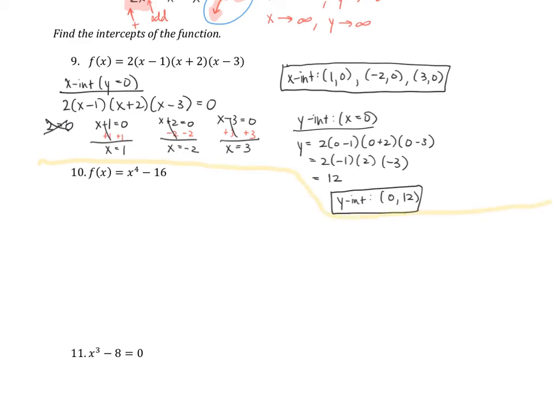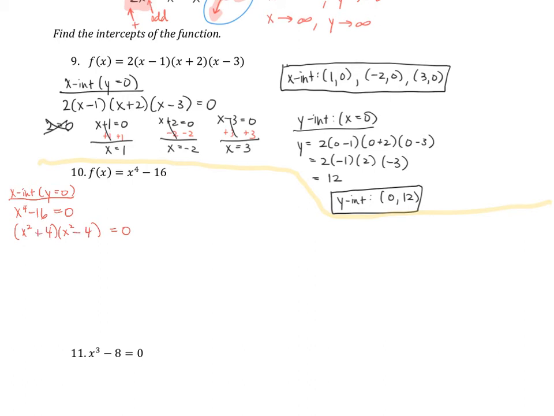Now I'm going to work on number 10. So same thing, I need to find the intercepts. To find the x-intercepts, I'm going to let y be 0. So that means x to the 4th minus 16 equals 0. Well, this one is not factored for us, so I have to do the factoring in order to find the intercepts. This is a difference of squares. So x to the 4th will break down into x squared and x squared, and then 16 will be 4 and 4, one plus, one minus.